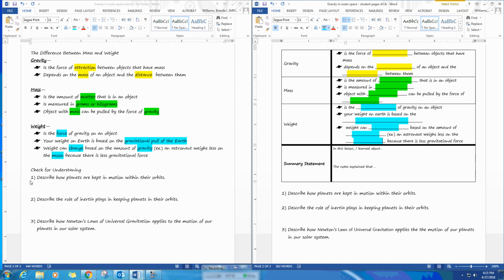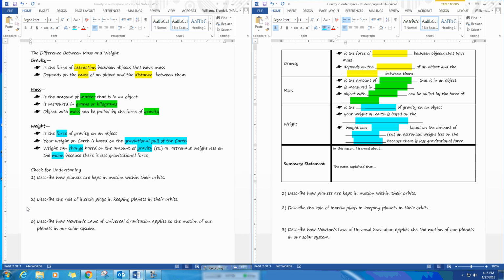Okay, question number 1. Describe how planets are kept in motion within their orbits. Look back through your notes and find the correct vocabulary word that explains that. And you make sure you use that word in your answer. And you can pause the recording while you look for that.